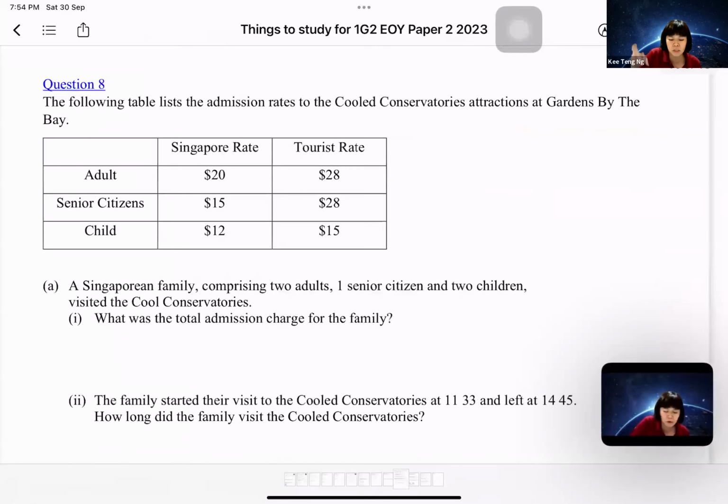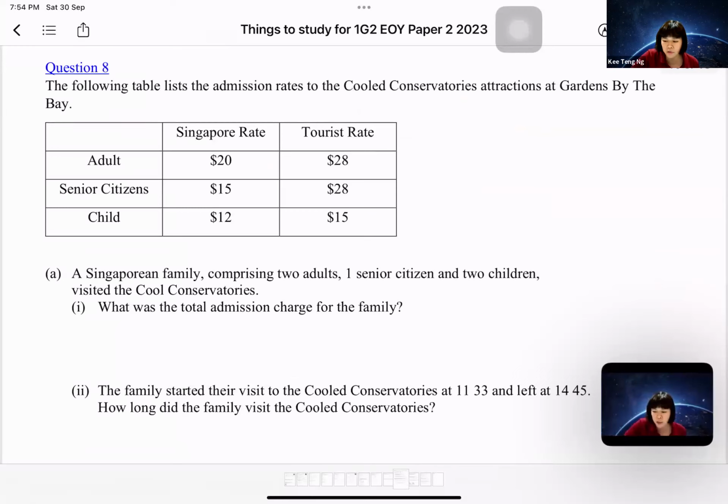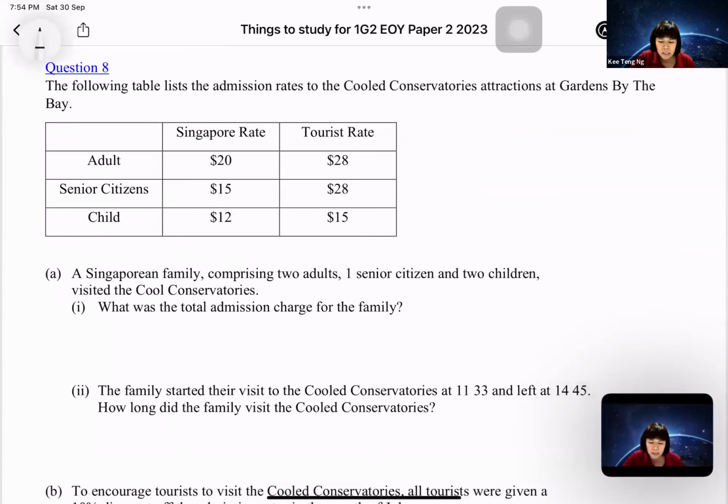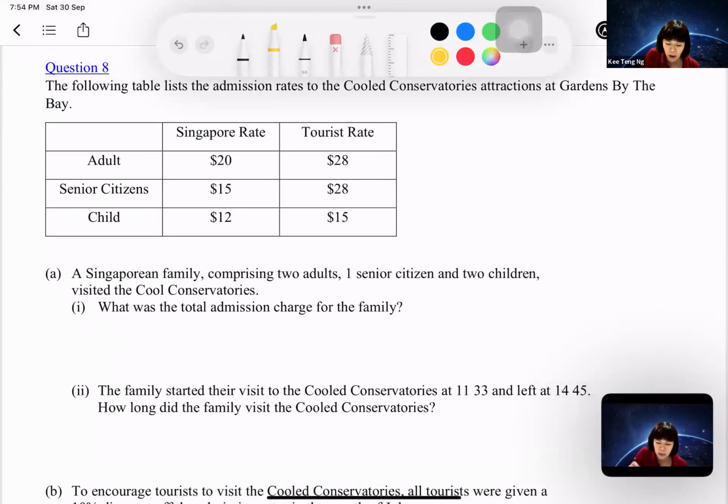Now, this one I need to think a little bit, okay? Reading of the questions. Now, I'm going to Gardens by the Bay, right? I'm buying some tickets. So, a Singaporean family. Why is it so? Because they give us Singaporean rate and tourist rate, right? Singaporean family got 2 adults at $20, 1 senior citizen, and 2 children. So what is the total admission charges? So I just add everything together.